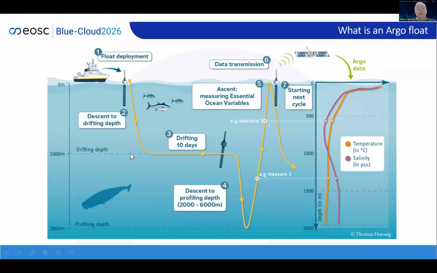It will go to 1,000 meters deep and will drift freely in the ocean. And then after 10 days, it will go deeper, typically to 2,000 meters deep, and some of them go up to 6,000 meters deep, and then come up, sampling the water column between 2,000 meters deep and the surface. The observations, the vertical profiles, are sent by satellite to the Argo data system. These are vertical profiles of temperature, salinity, oxygen, pH, chlorophyll, and so on.